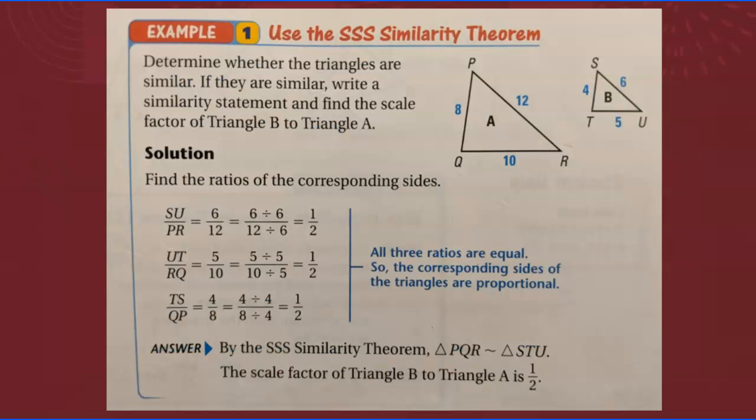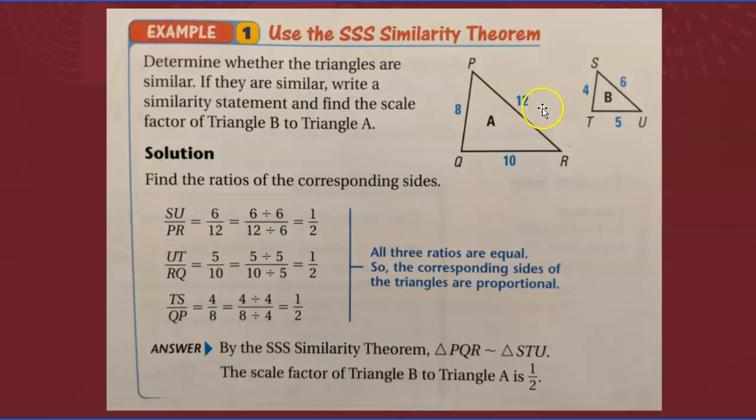Okay, let's take a look at an example here. It says in example 1, determine whether the triangles are similar. If they are similar, write the similarity statement that I just showed you and find the scale factor of triangle B to triangle A. So B to A, that means that we want to figure out what is B's proportions to the original larger triangle. So we go through and we first put our symbols, making sure that we've got everything correct. SU should be over PR. There we are, SU over PR.